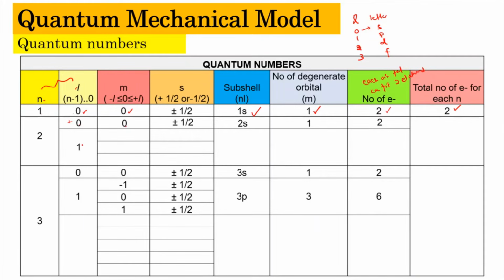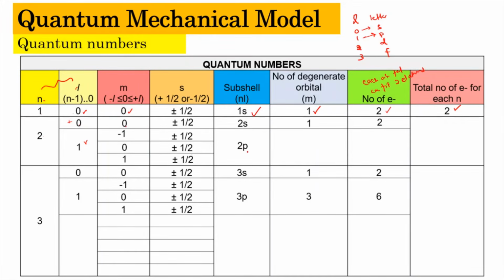Okay, now let us look into here. Since our n equals 2 and our L equals 1, our values of m are going to be -1, 0, and +1. For the -1, we're going to have 2 electrons as well, which is plus half and minus half. Same goes for 0 here, plus half and minus half. And same goes for +1 as well, plus half and minus half. Then your subshell here, n, L, is 2, 1. So 1 refers to p.